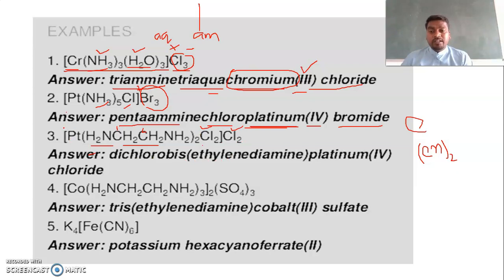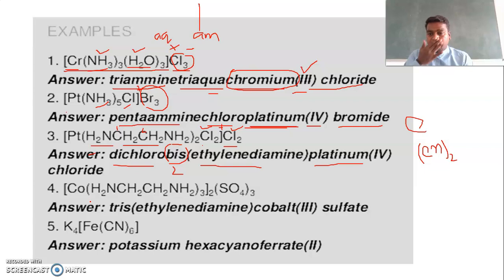Okay, so here, this is a positive complex. So chlorine comes first, dichloro, bis. Why bis? There are 2 bidentate ligands. For polydentate ligands, we are not going to use the normal numerical prefixes like di, tri. We are going to use bis. Bis ethylene diamine, platinum 4, chloride. This is the name of the complex.